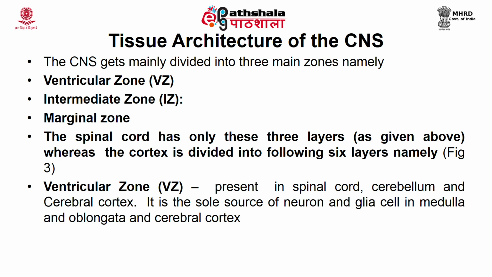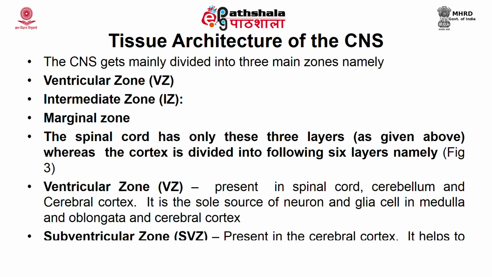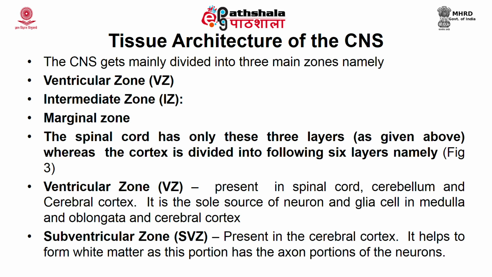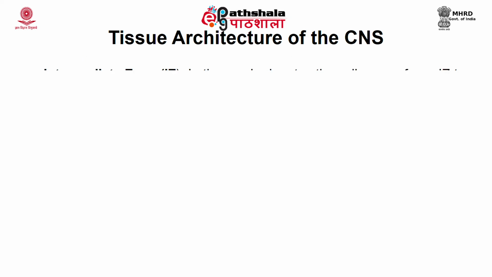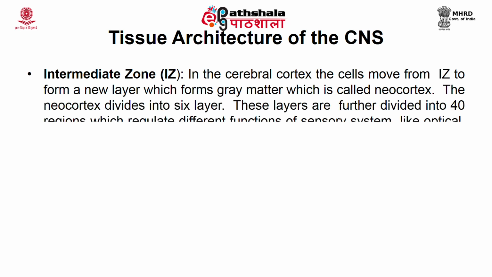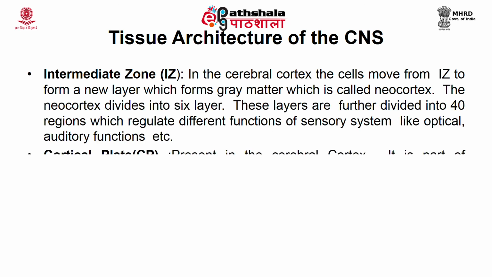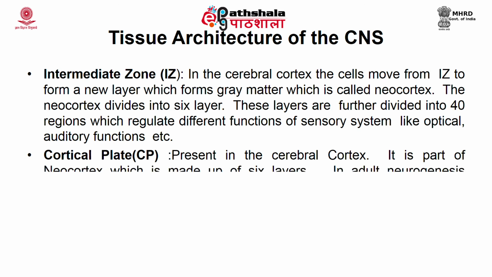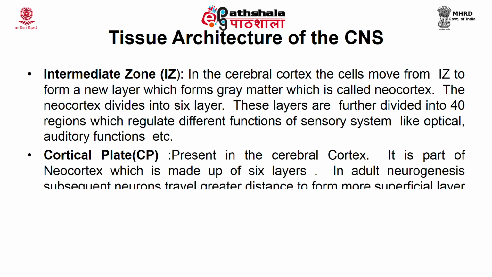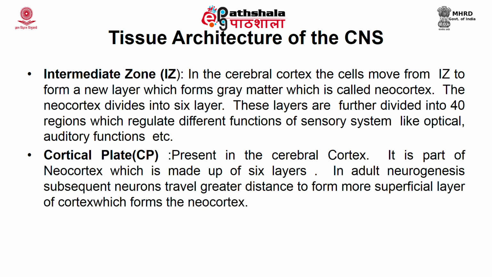The subventricular zone is present in the cerebral cortex and it helps to form the white matter. It is called white matter because this portion has only the axon part of the neuron. In the intermediate zone, which is present in the cerebral cortex, the cortical plate is part of the new cortex, which is the new area from where the new cells in adult neurogenesis will show their migration.